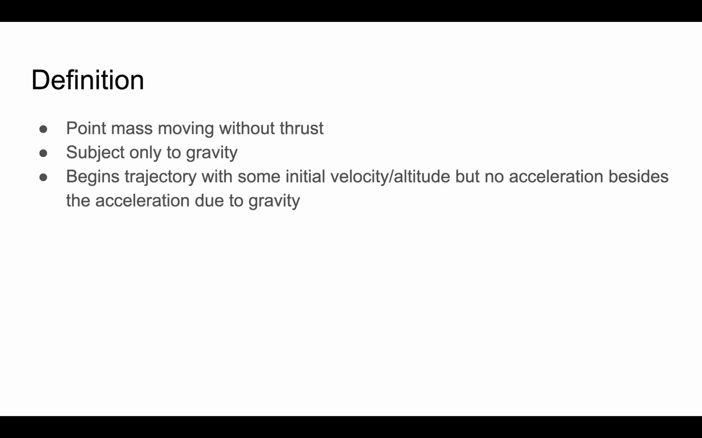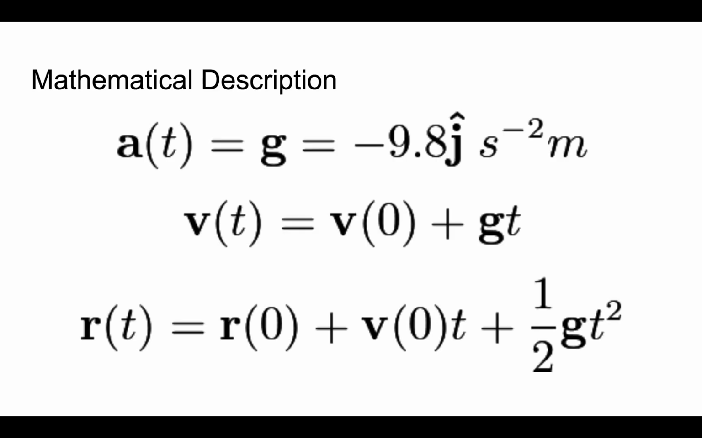So a projectile would be like if I threw a rock, that's a projectile. If I shot a gun, that's a projectile. And so while projectile motion is kind of a limited situation, we can use it to model these kinds of free flight scenarios. So let's move on to how we describe it mathematically.